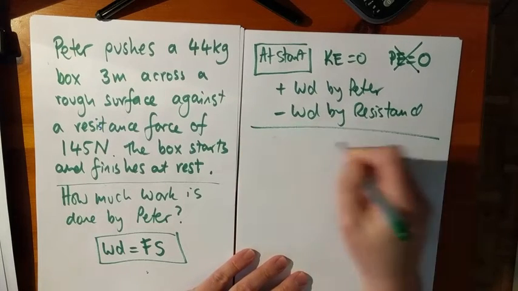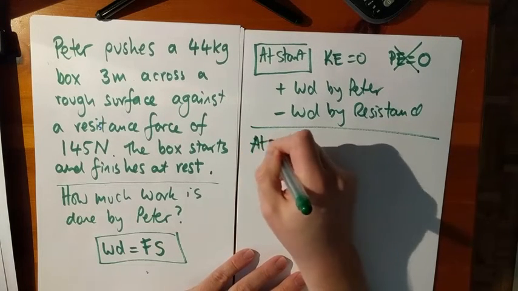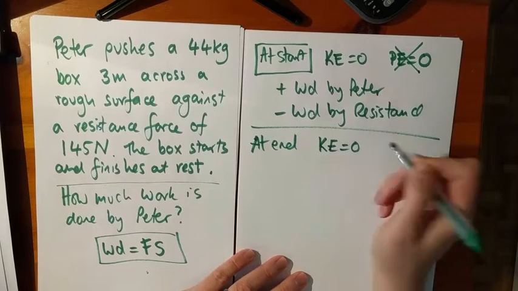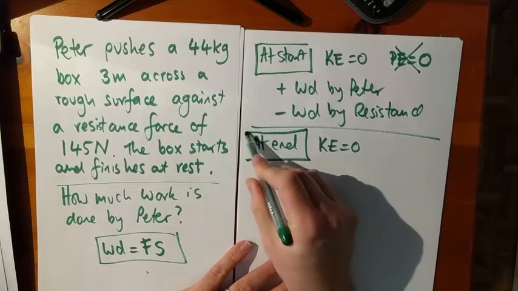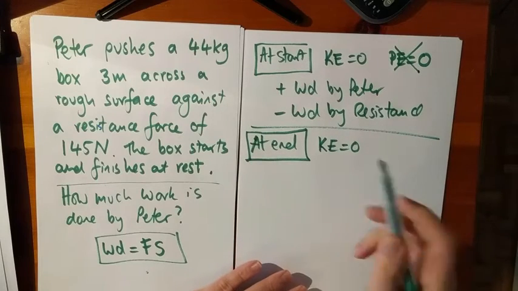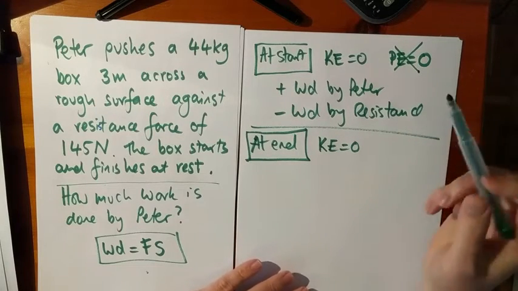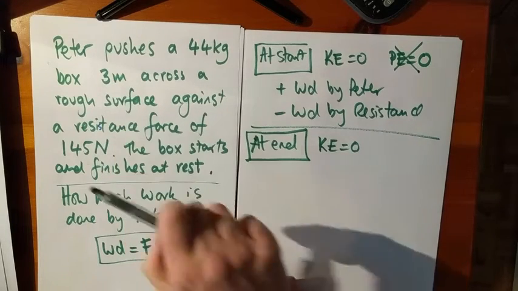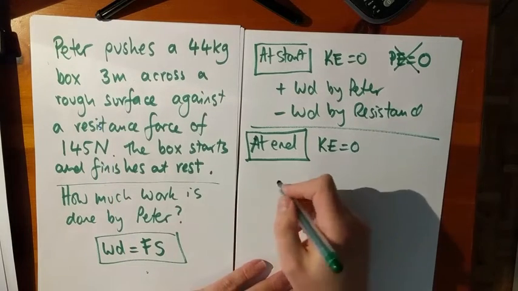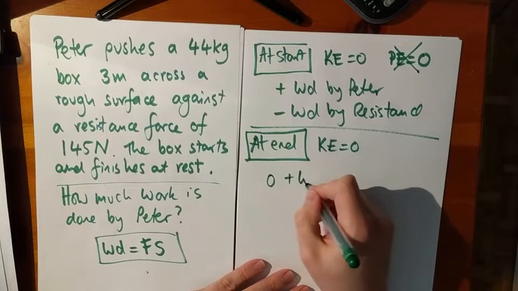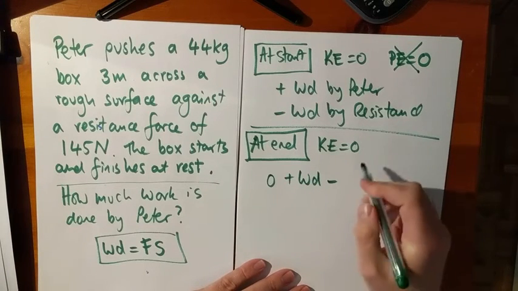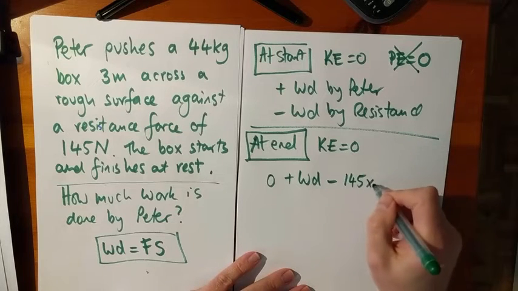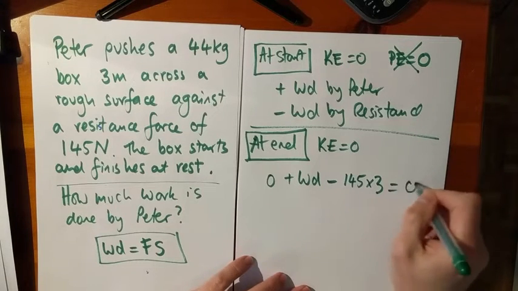And at the end, we have nothing either. We have no kinetic energy, we have no potential energy. So we use this to form an equation. We can work out the work done by resistance because we were given the resistance size and the distance travelled. So here we have 0 plus the work done by Peter, take away the work done by resistance, which is 145 newtons times 3 meters, equals 0.